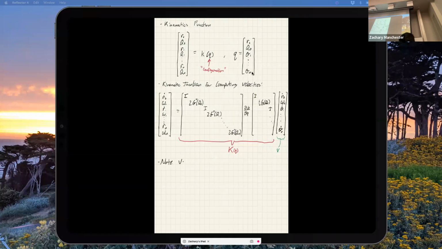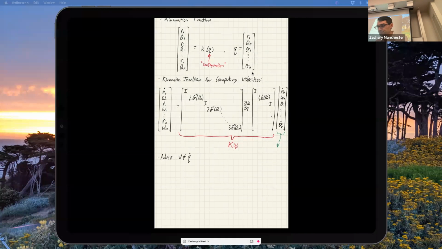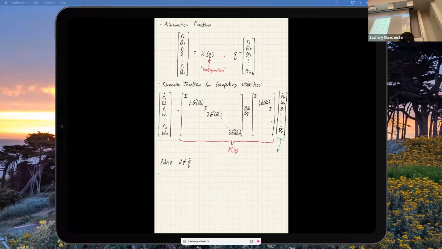Okay, some notes. This is really at the heart of why we can't use normal Euler-Lagrange things: V doesn't equal Q dot here. And then the last thing we should talk about is the mass matrix and kinetic energy story, which should be no surprise from last time.